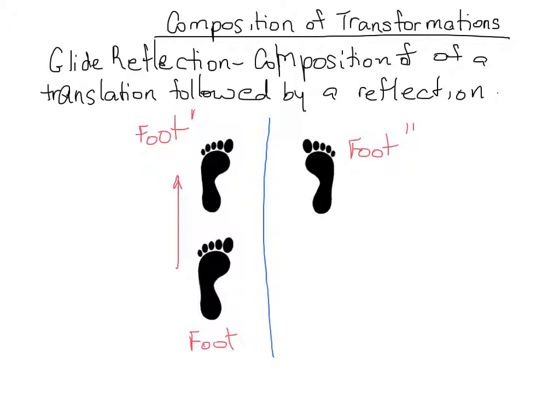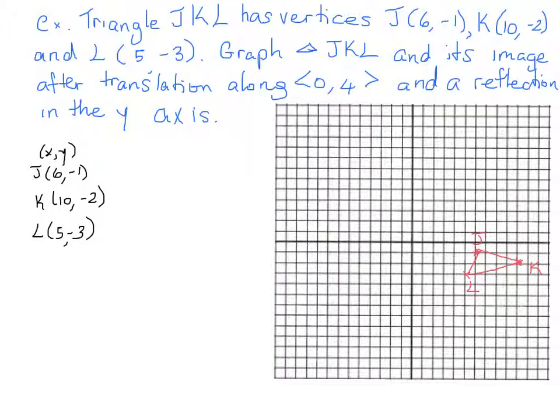So let's do another glide reflection, but let's make it official this time. Let's make it on the coordinate plane. Okay, so here we have a triangle, and we're being asked to do two things. We're first being asked to translate it along the vector 0, 4. So that is no movement in the x direction and up in the y direction, 4 units. And then we have to do a reflection of our image in the y-axis.